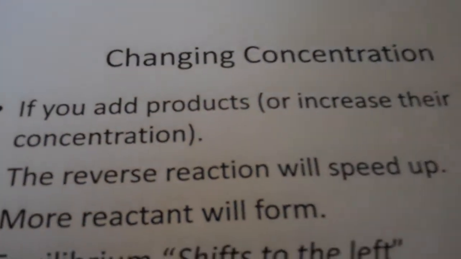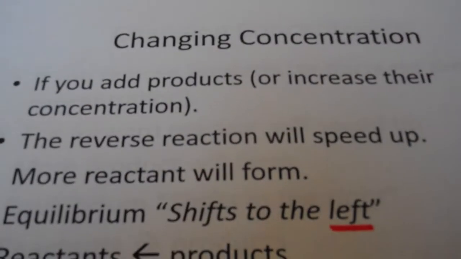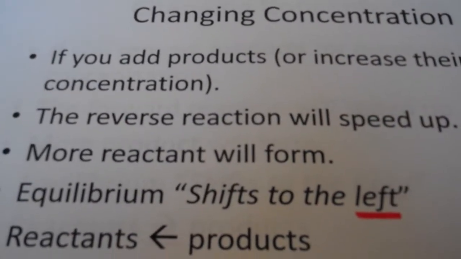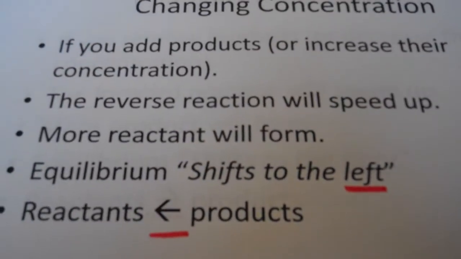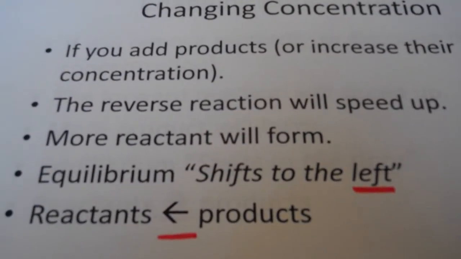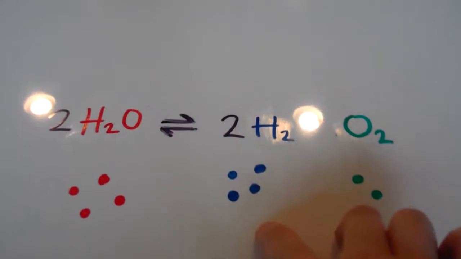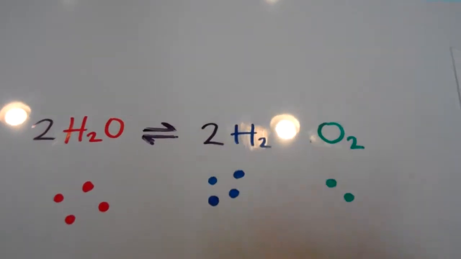The same can be true, so again, changing concentration. If we add product or increase the concentration of the product, the reverse reaction will speed up, so more reactants are going to form. Equilibrium will shift to the left, and the products will shift to the reactants. That's as if we're adding more hydrogen and oxygen up here. Therefore, we'll make more water as well at the equilibrium position.